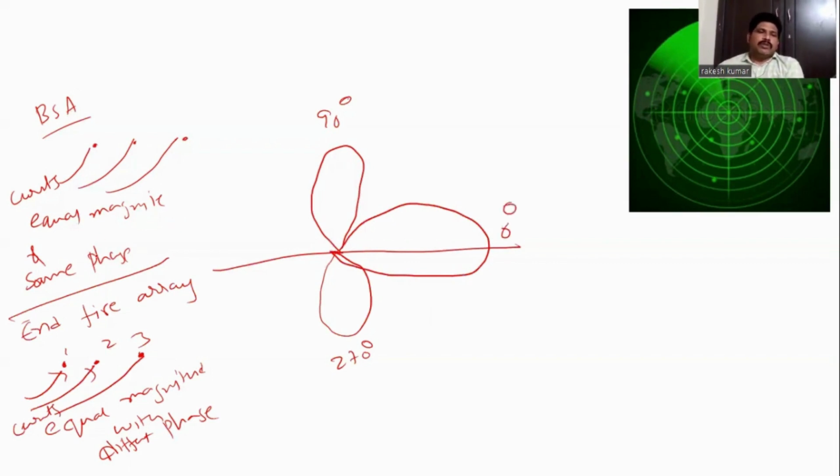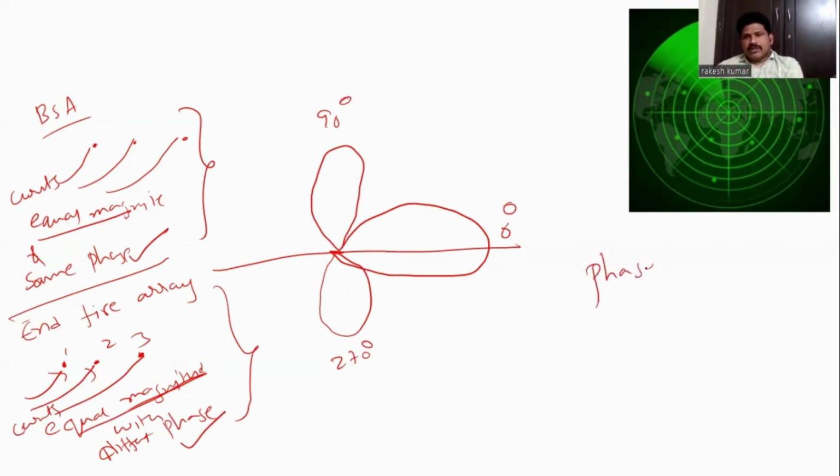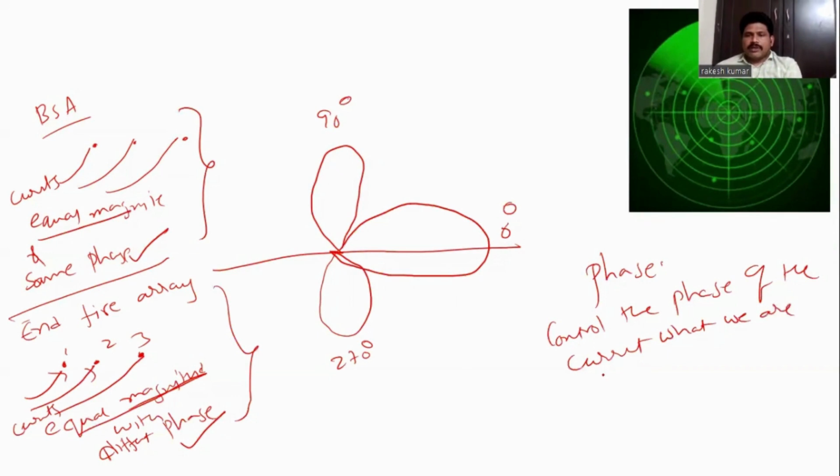What is the only change you have made between the broadside array and the end fire array? Here you provide equal magnitudes with the same phase, but here the phases are changed. By controlling the phase of the currents you supply to the antenna, I can make my antenna radiate in 90 degrees, or in 0 degrees.